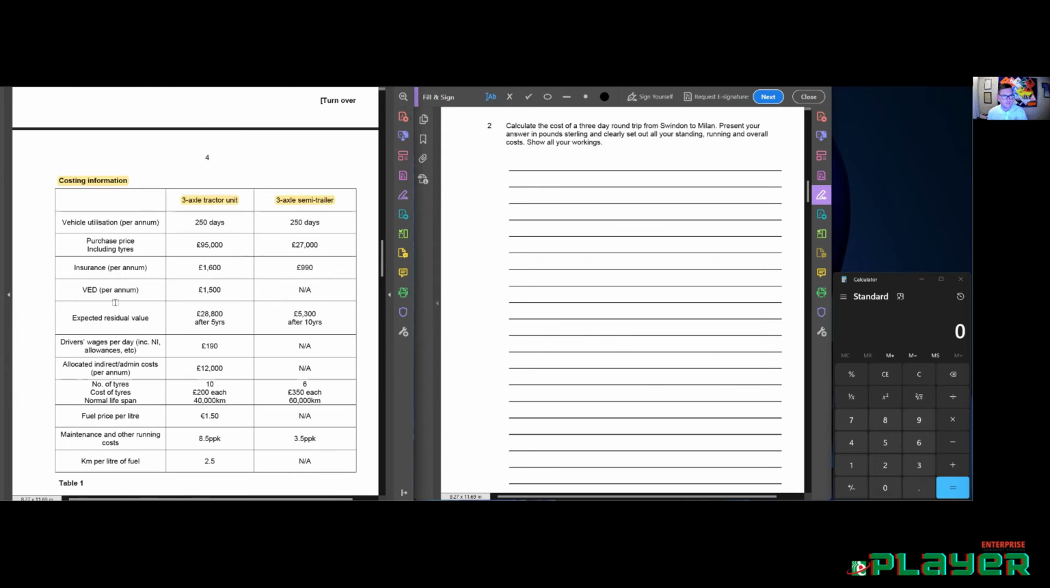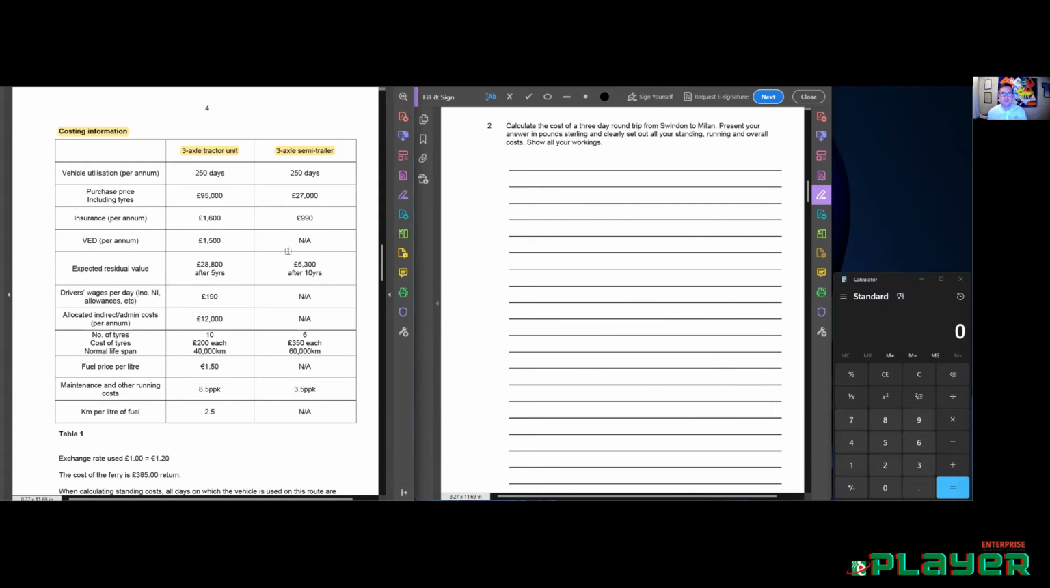Okay, right. So we're going to attempt to answer the costing question. The costing question on this particular paper reads as: calculate the cost of a 3-day round trip from Swindon to Milan. Present your answer in £sterling and clearly set out all of your standing, running and overall costs. So as it tells me it wants the cost of a 3-day round trip.